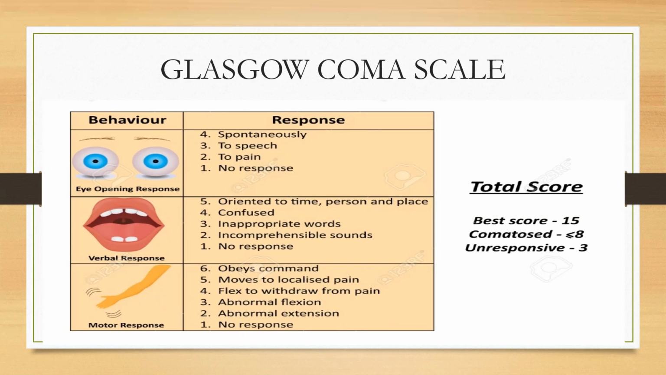Motor response includes 6 points. 6 points when the person obeys commands. 5 points when moves to localized pain. 4 points when he flexes to withdraw from pain. 3 when there is abnormal flexion. 2 when there is abnormal extension. And 1 when there is no motor response.